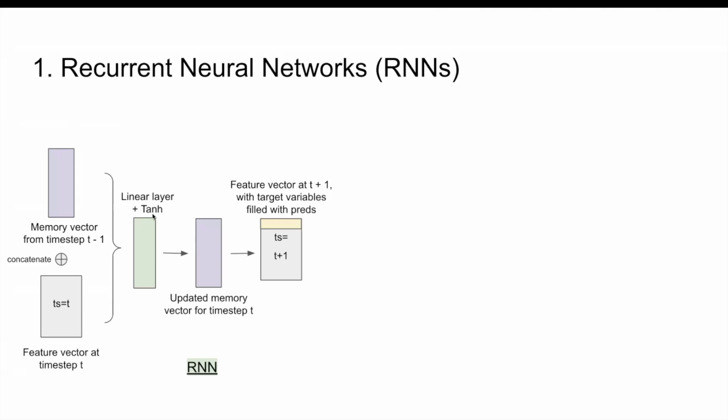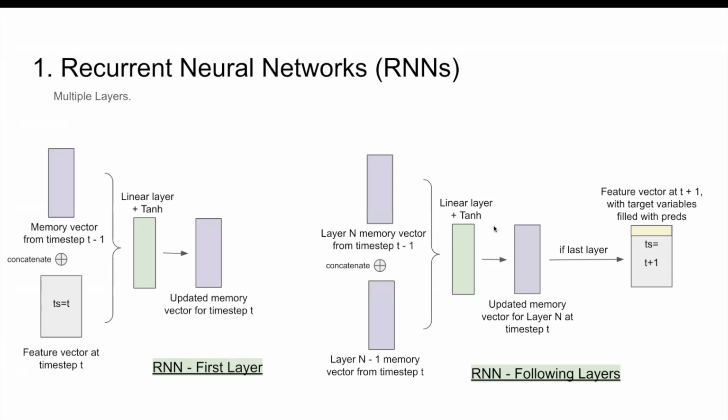So first, when we have RNNs, you'll always have some kind of memory vector, and you'll concatenate it with your feature vector from the current time step, and do some processing to update your memory vector, as well as to get the prediction for the next time step. If it's the first layer, then you will be taking the memory vector from the last time step and also your feature vector.